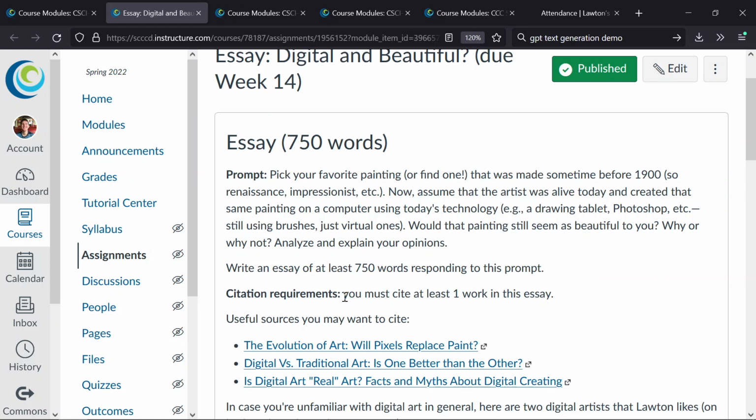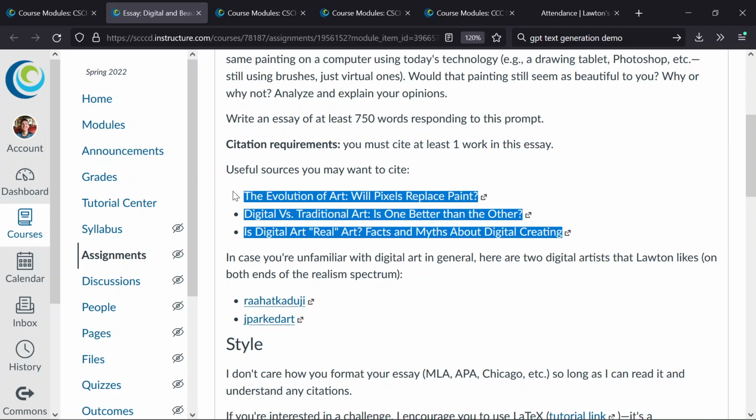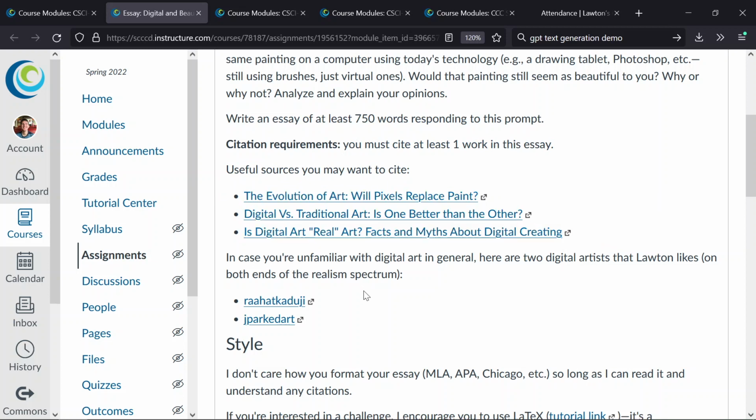So I want you to cite at least one work in this essay, and here are some interesting articles that might get your brain thinking. Feel free to cite those if you'd like. And yeah, if you don't really know too much about what digital art is, here are some people that I like to follow on Instagram. Like this first artist has a not realistic style, but it's still super cool. And then this second artist has a more realistic style, and so it looks like it might have been a real painting. Things like that. So that's where you can try and get an idea of what's going on.